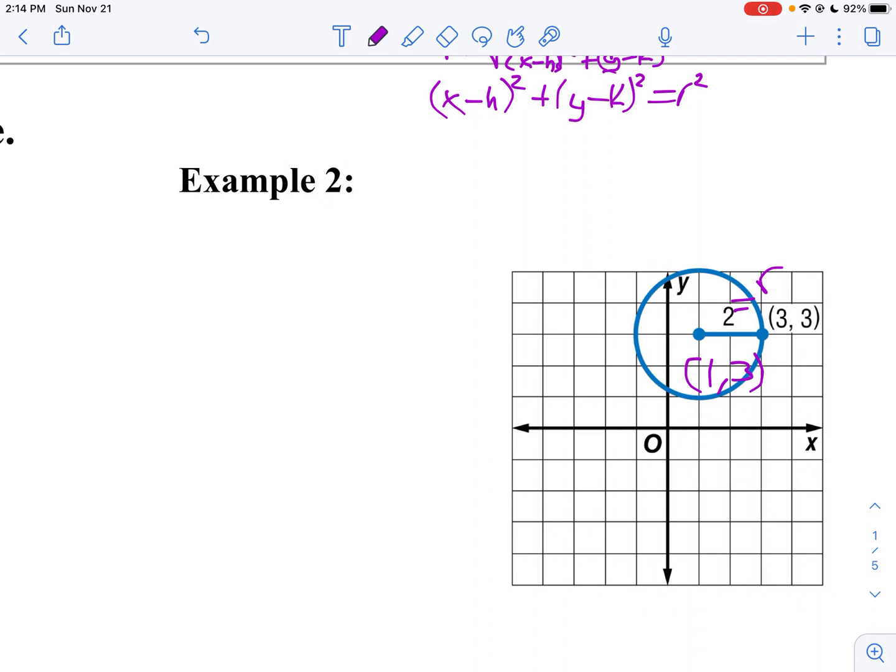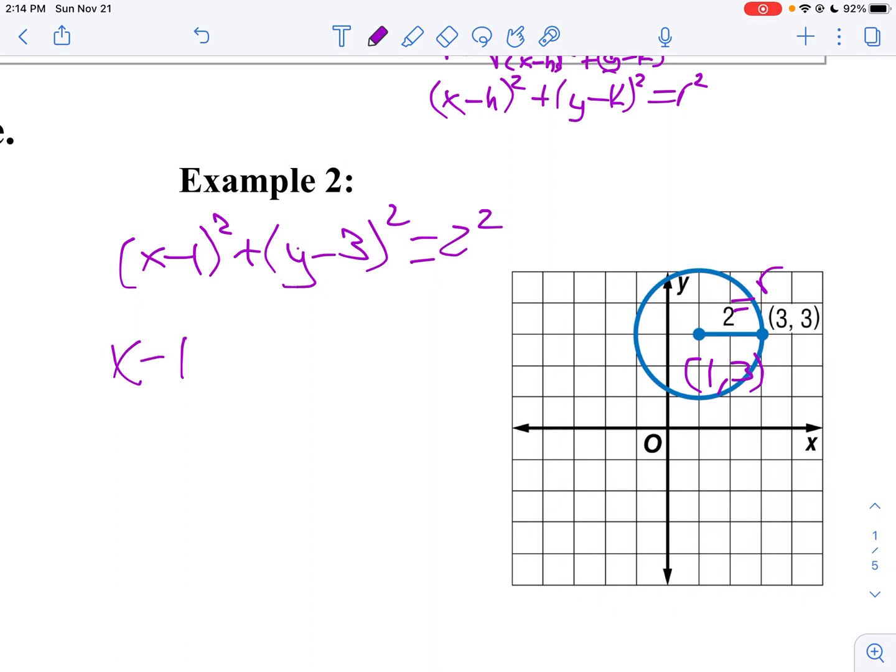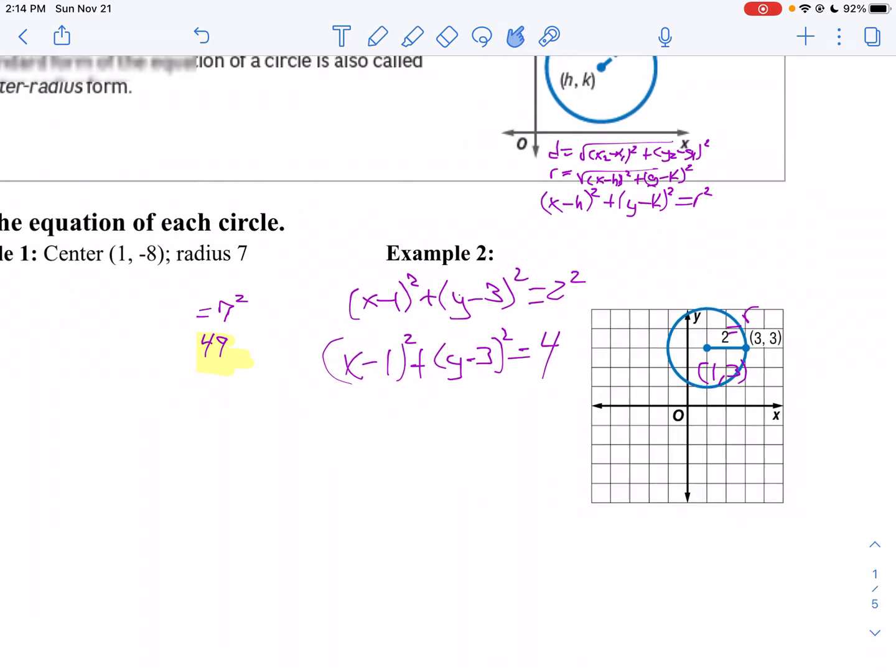So now we can just say x minus 1, the quantity squared, plus y minus 3, the quantity squared, equals 2 squared, which I think will just simplify a tad to say x minus 1 squared plus y minus 3 squared equals 4. There is the equation of our circle.